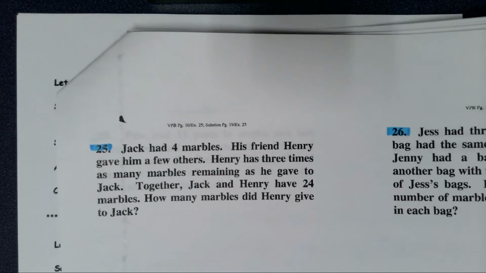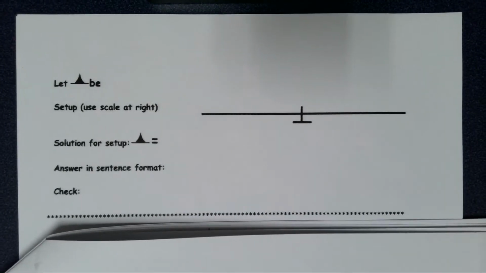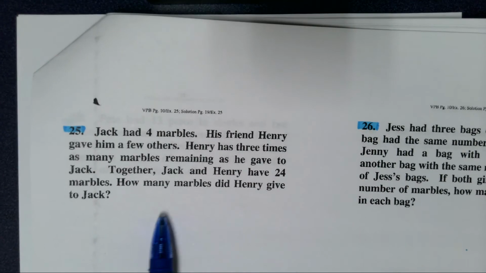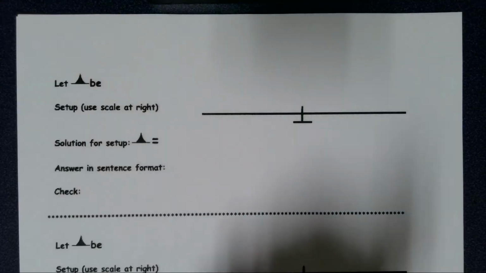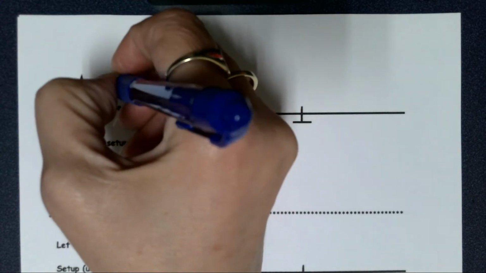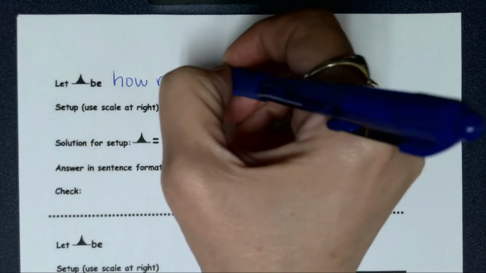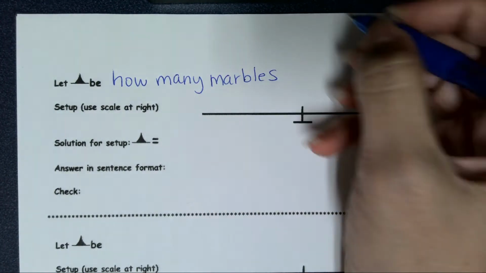So first things first, we need to know what pawn is going to be. So we look at our problem and the last sentence says, how many marbles did Henry give to Jack? So our pawn is how many marbles Henry gave to Jack.